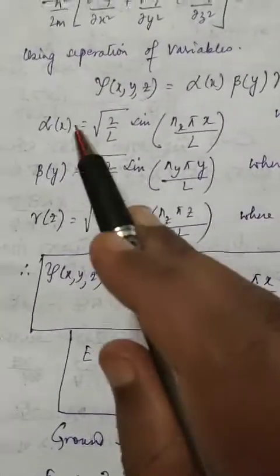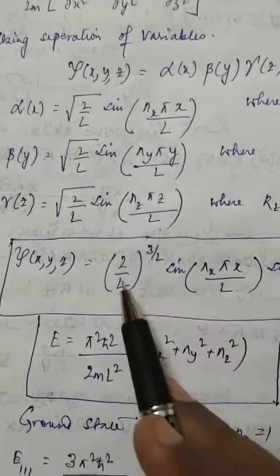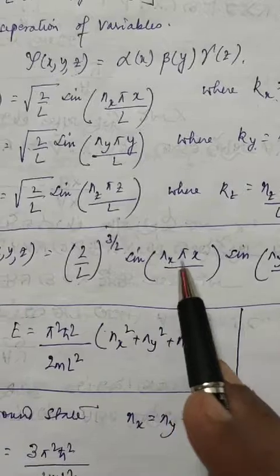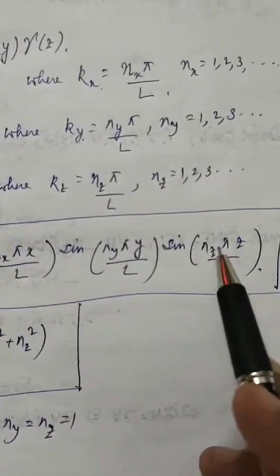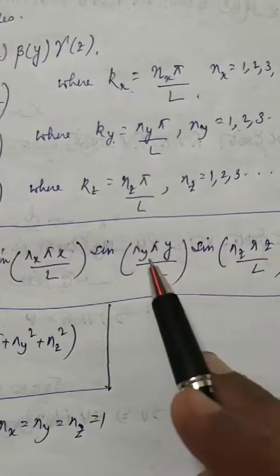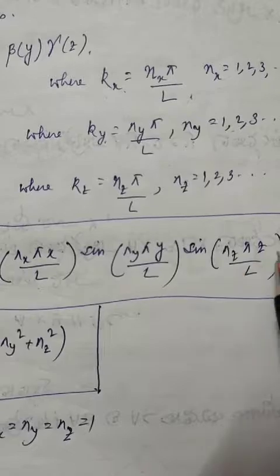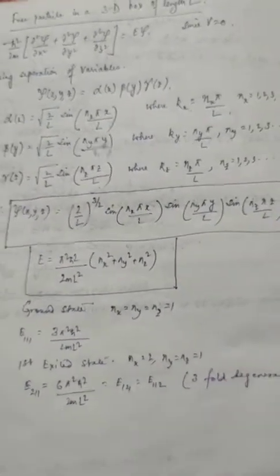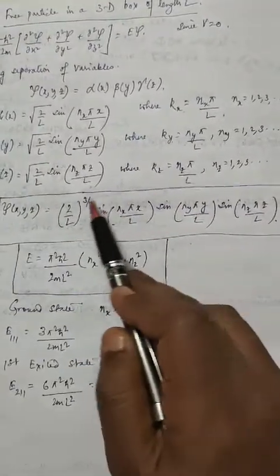Everything remains the same. So if this is α, this is β, this is γ, then ψ would be the product of the three. So it will be (2 by L) to the power 3 by 2, sine nₓπx by L, sine n_yπy by L, sine n_zπz by L. Remember, the x, y and z here carry suffixes nₓ, n_y, n_z. So this is the total wave function of the particle.